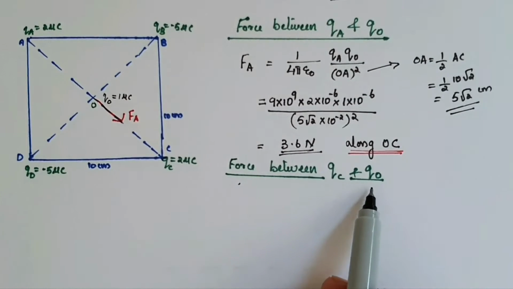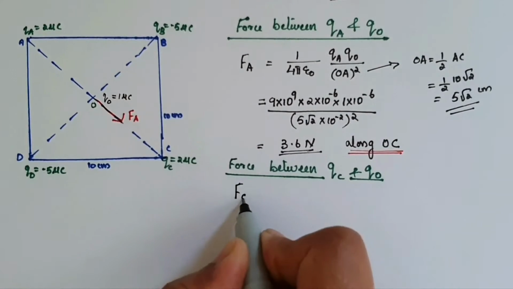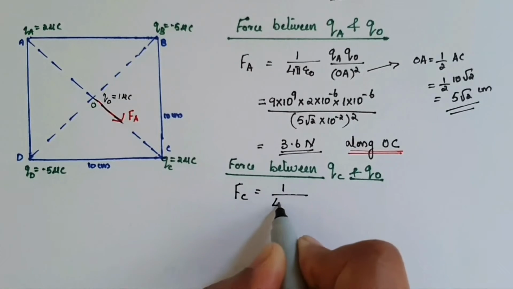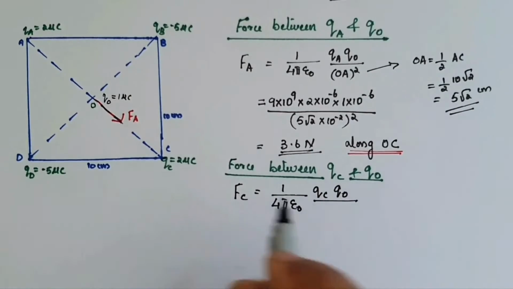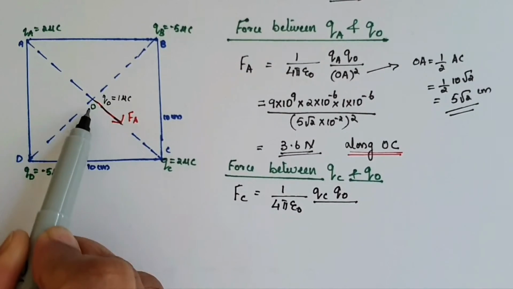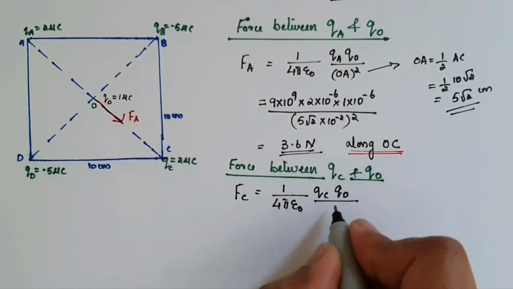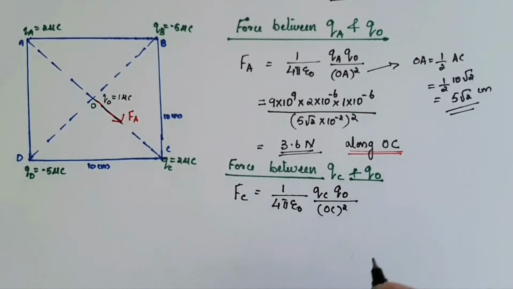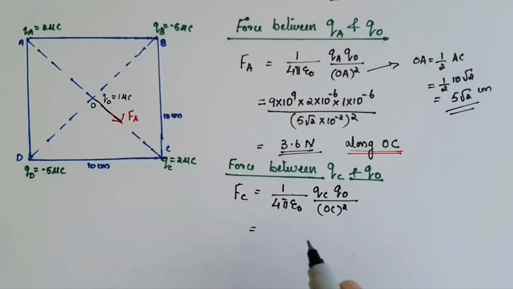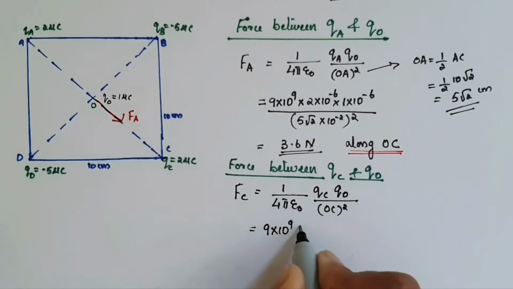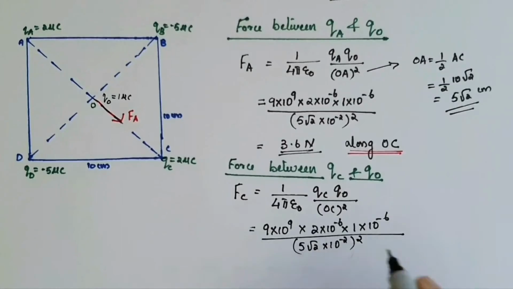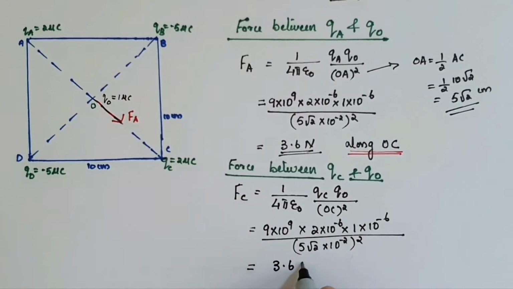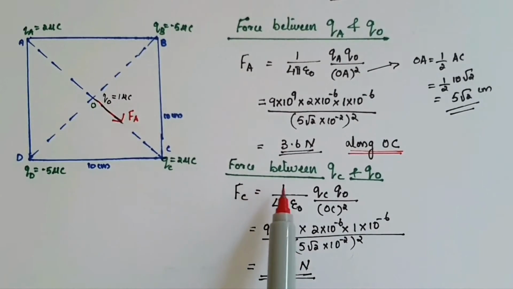Force between QC and Q0 is FC. This is equal to 1 by 4 pi epsilon 0 times QC Q0 divided by the distance between QC and Q0, that is OC square. Now substitute the values. Force between QC and Q0 is 3.6 Newton.